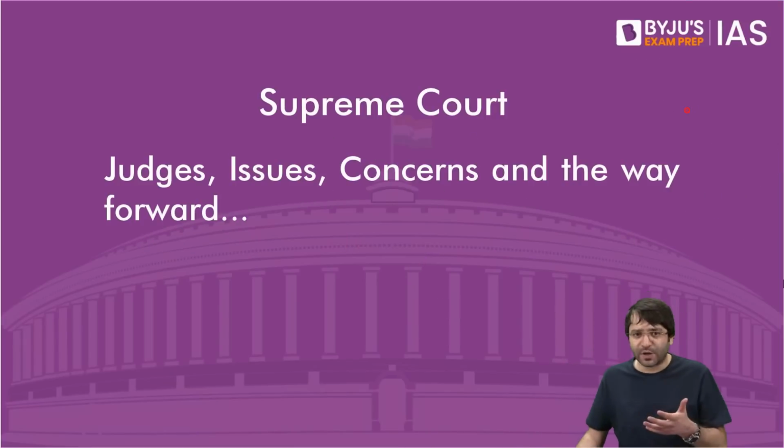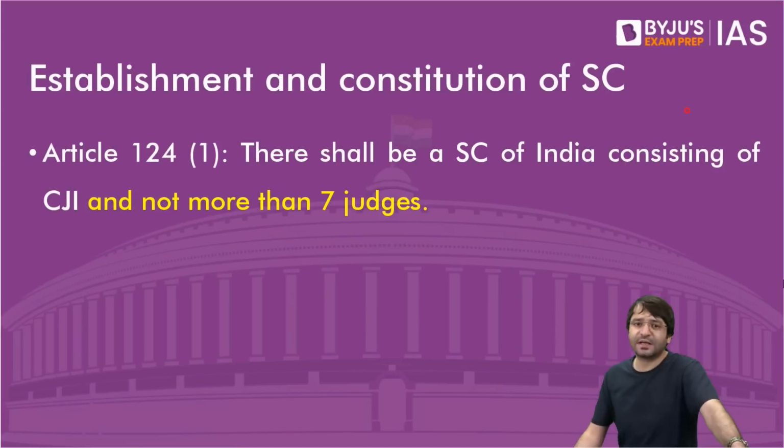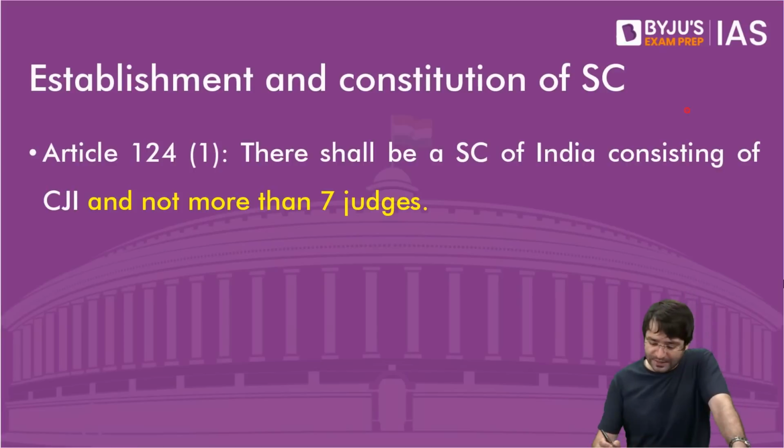What is the Supreme Court? What is the composition? How are the judges appointed? What are their powers? And what is the current functioning of the Supreme Court? Let's look at it. The Constitution says under Article 124, there shall be a Supreme Court of India consisting of a Chief Justice of India and not more than 7 judges.